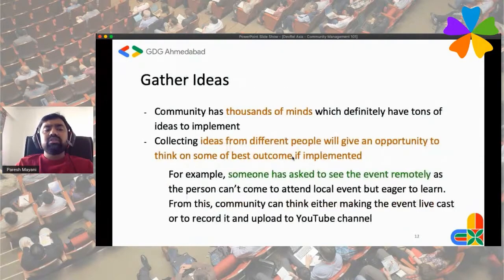Let's say we have listened. Now, what is next? Gather ideas. As you keep on collecting feedback, thoughts, and ideas, it plays a vital role. It gives you an opportunity to think about some of the best outcomes if implemented, because a community has thousands of minds. If you think over something alone, or maybe you and your organizing team are just brainstorming over the ideas.